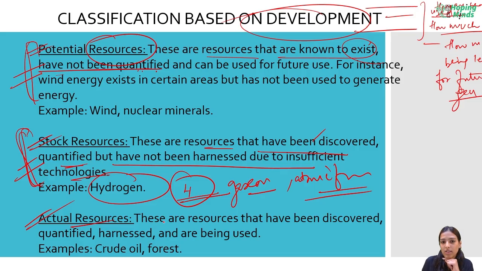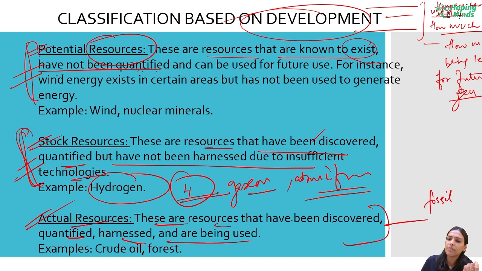Actual resources, these are the resources that have been discovered, quantified, harnessed, and are being used. This is something that we are doing with the fossil fuels, कि हमें पता भी है ये रिसोर्सेज हैं, हमें पता भी है इनको यूज़ कैसे करना है, हमने इनको यूज़ किया भी हुआ है, हम इन्हें यूज़ कर भी रहे हैं. Fossil fuel, crude oil, oils, forests, etc.